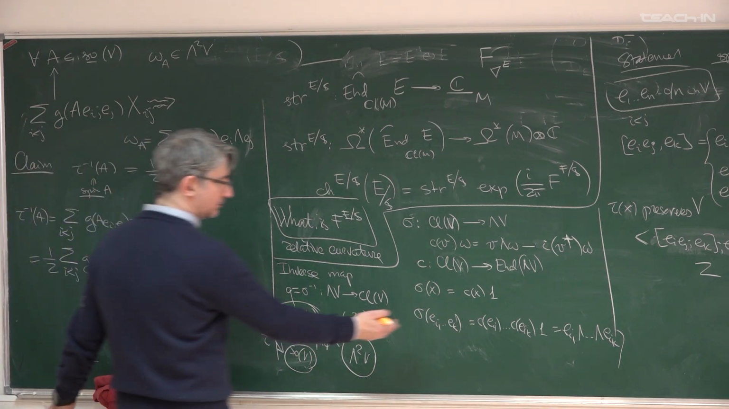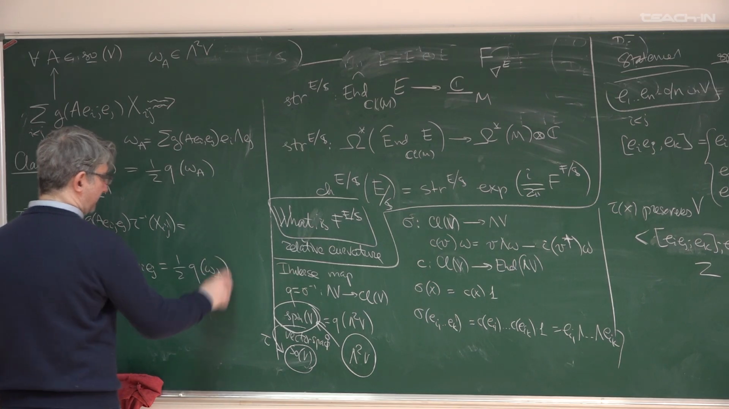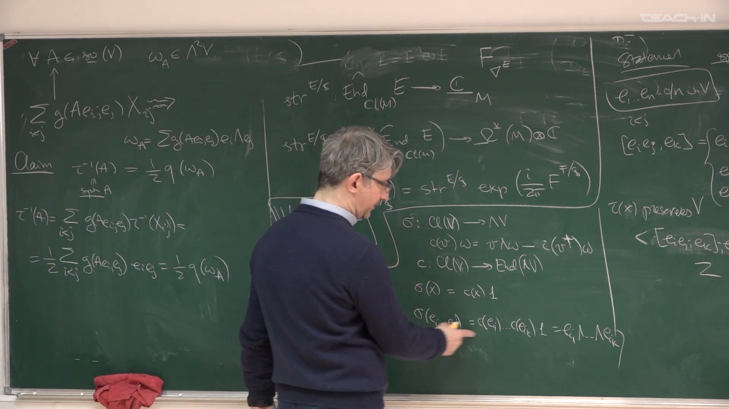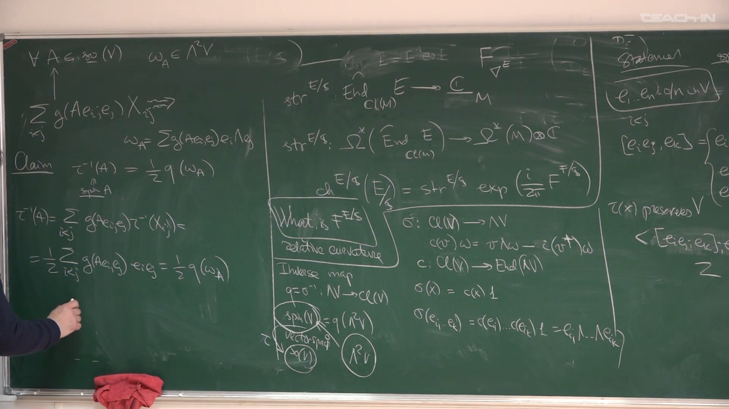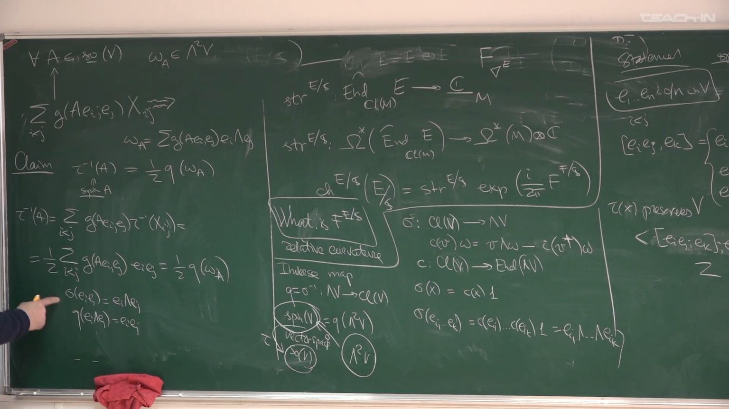But from this formula, we see that it is exactly 1/2 of q of omega e. Because when you calculate sigma of a product, you obtain the wedge product. Sigma of e_i e_j is e_i wedge e_j, and if you calculate this one, you obtain e_i e_j, because they are inverse one to another. Well, we are almost here.